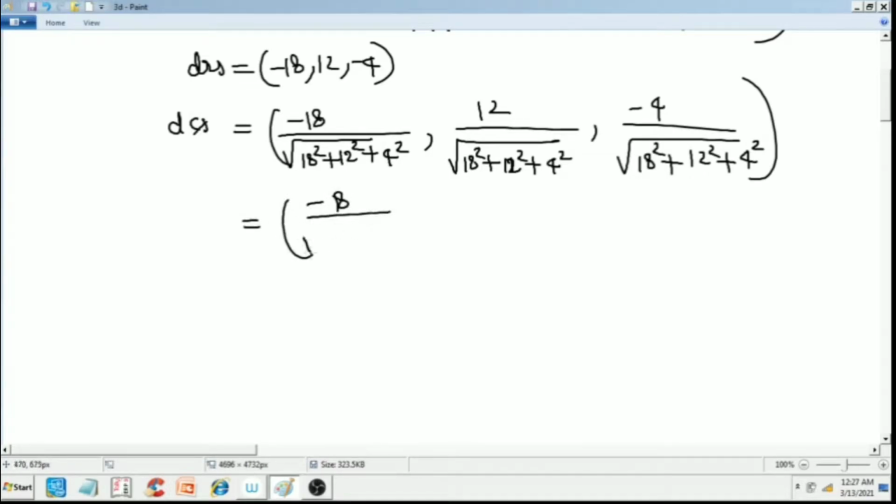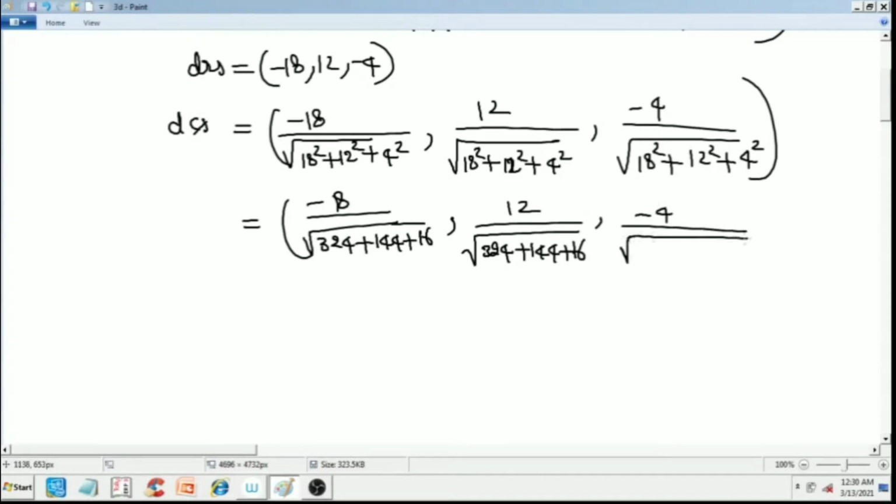So here: minus 18 by root over 18 18s are 324 plus 12 12s are 144 plus 4 4s are 16, comma, 12 by root over 18 18s are the same 324 plus 144 plus 16, comma, minus 4 by root over 324 plus 144 plus 16.